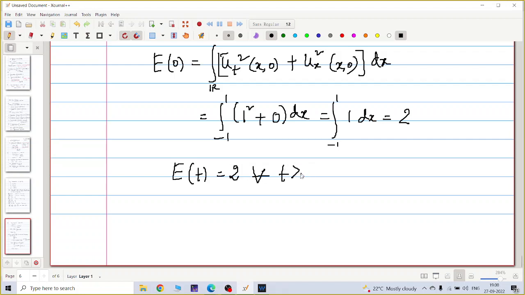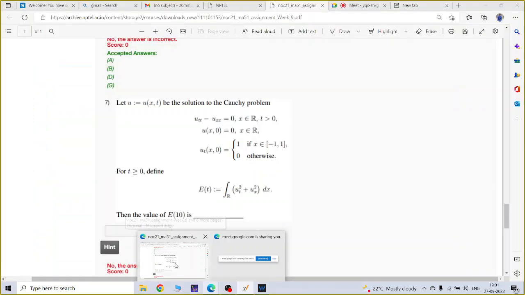For all t greater than or equal to 0, I have to find the value of E of 10. So E of 10 is equal to 2. This is my answer, because E of t equals 2 for every t. E of t is a constant function. So E of 10 equals 2.